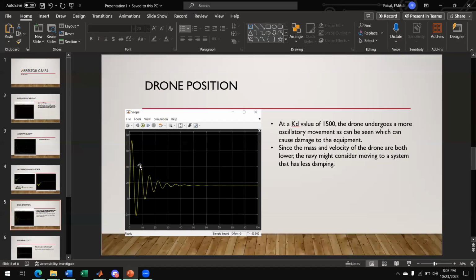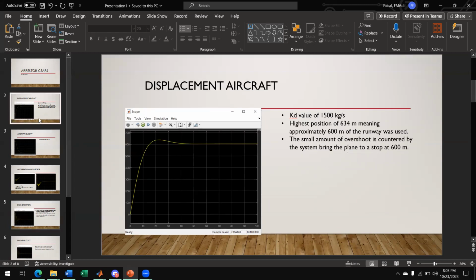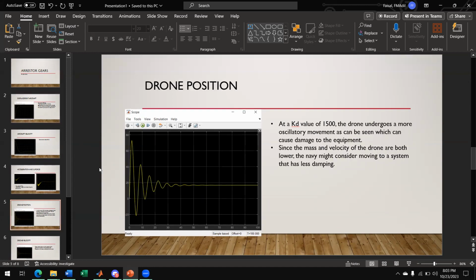If you look at these graphs here, we can see that the drone doesn't follow the same pattern as the aircraft, because the aircraft, as we saw, was more or less flattening out as we got further, but the drone is oscillating more. It means that it's behaving like a mass spring inside of a car, which is not very good, and could mean that there's damage being caused to the equipment.